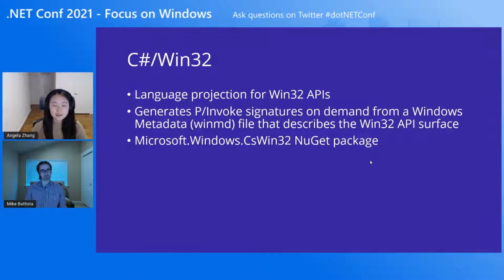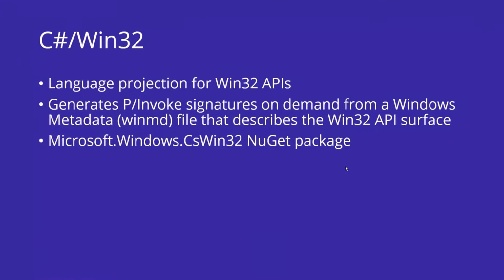Thanks, Angela. Great demo. So yeah, C# WinRT, as Angela just showed you, is our language projection for WinRT, and C# Win32 is our language projection for Win32. And it's implemented a little differently because of the nature of the APIs, but the model is the same. There's metadata under the hood that describes Win32. This is something new that we've announced within the last month or so. And C# Win32 can actually generate p-invoke signatures for you on demand based on the APIs that you ask for. And this is currently up on NuGet.org in beta form. It's the Microsoft.Windows.CsWin32 NuGet package. And now I'm going to show you a couple of demos of how that works.